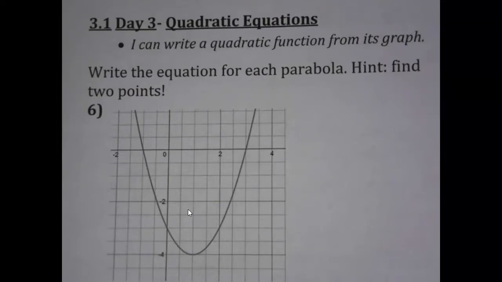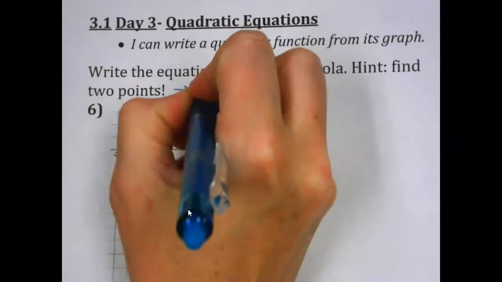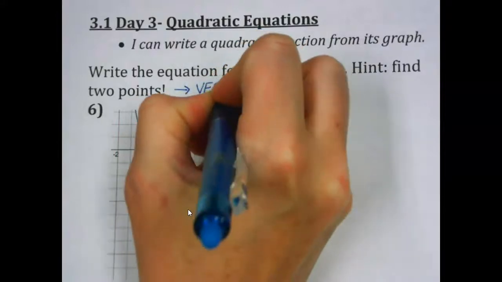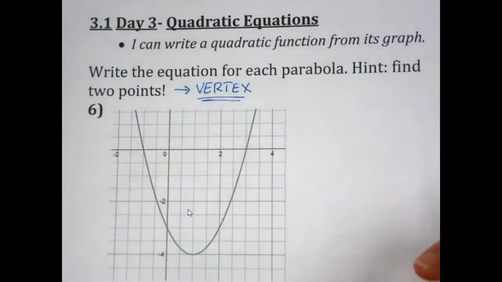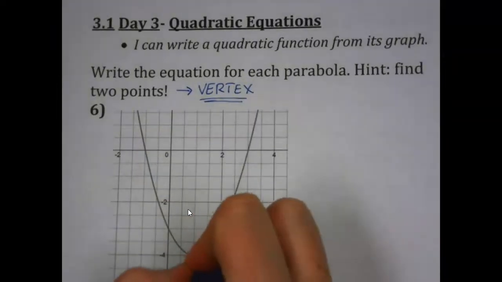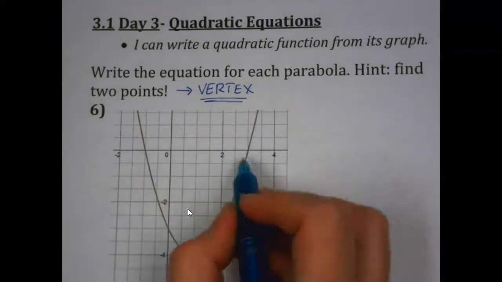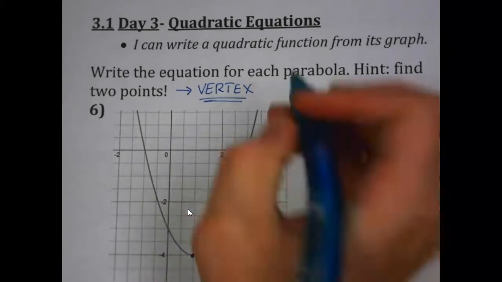Those 2 points that you find, one is very specific and one can be any point. So when you find these 2 points, one needs to be the vertex, has to be the vertex. And then you can find any other point. So on this particular quadratic, our vertex is here. Notice the scale is counting by halves. So this is 1, -4.